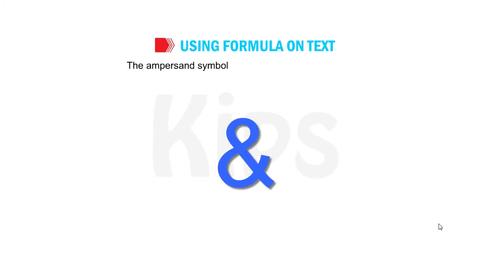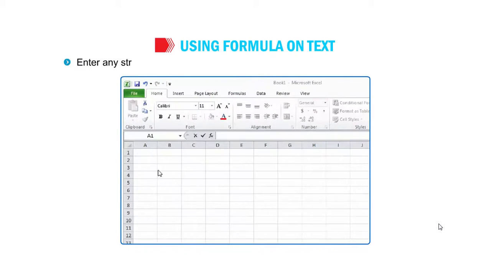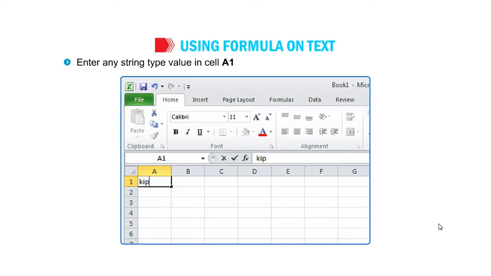The ampersand symbol is used to perform addition. Addition of two or more text values is called concatenation. Let us understand this with the help of an example. Enter any string type value in cell A1 and B1. Say KIPS in A1 and India in B1.